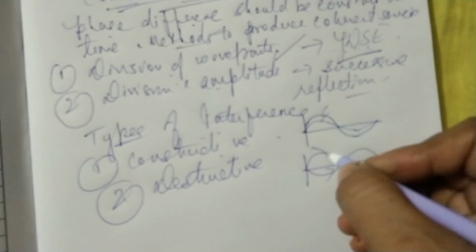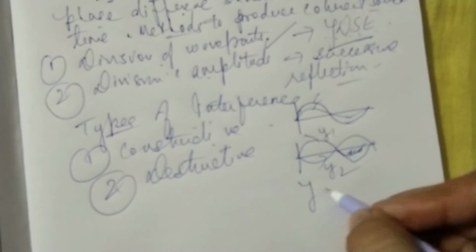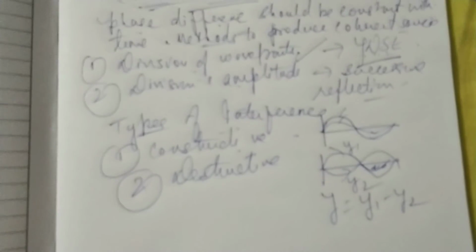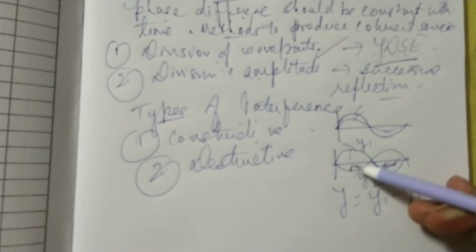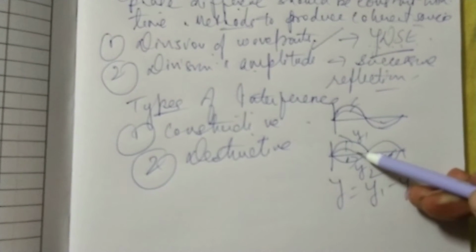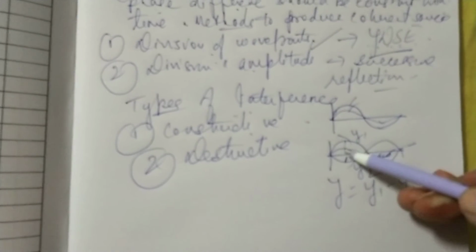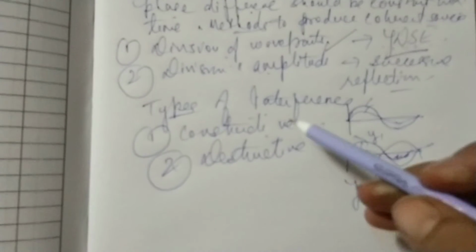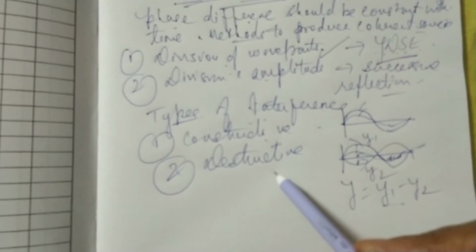So this is displacement y1 and this is displacement y2. By superposition we will have y1 minus y2, because it is the algebraic sum that we take. In this case, if the amplitude of this one is more and the amplitude of this is less, you get a resultant wave like this. The amplitude of the resultant wave is very small because it is the difference of the two. So we have got two types of interference: the constructive interference and the destructive interference.